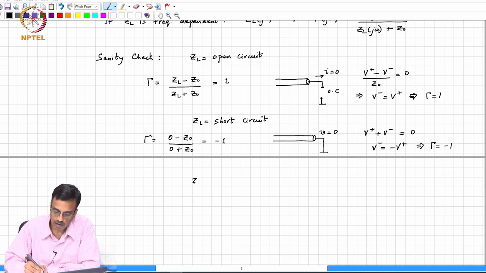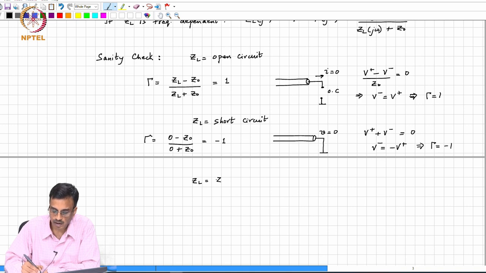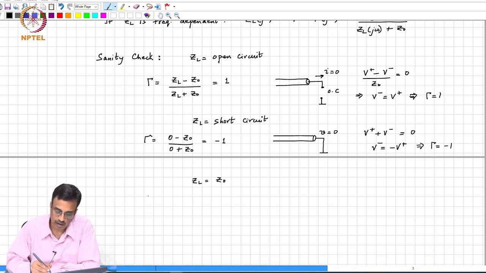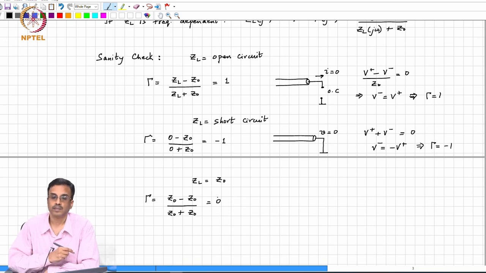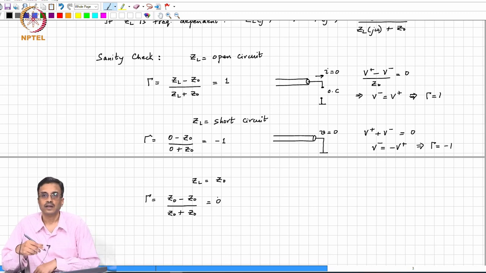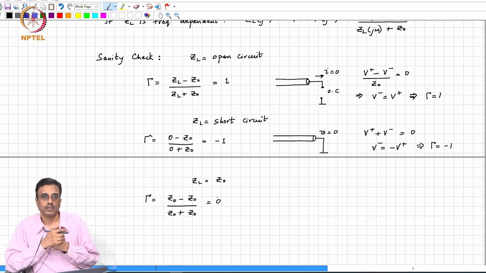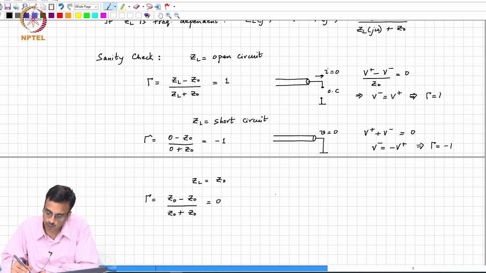Now, let us take the third case where the impedance is exactly the same as the characteristic impedance of the line, and the formula is telling us that gamma is, with ZL equal to Z naught, Z naught minus Z naught by Z naught plus Z naught, which is equal to 0, right? And why does this make intuitive sense? This is saying that if you terminate an ideal transmission line with its characteristic impedance, the reflected wave is 0, the amplitude of the reflected wave is 0. And why does that make sense?